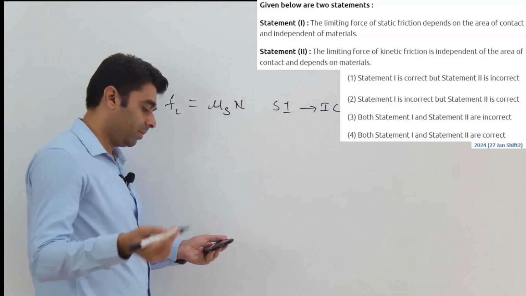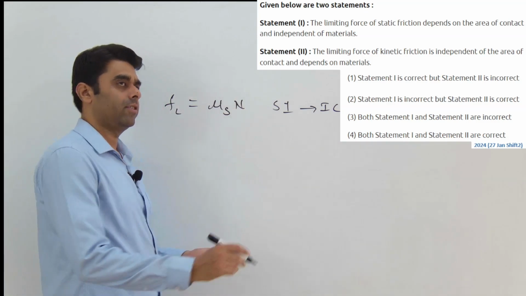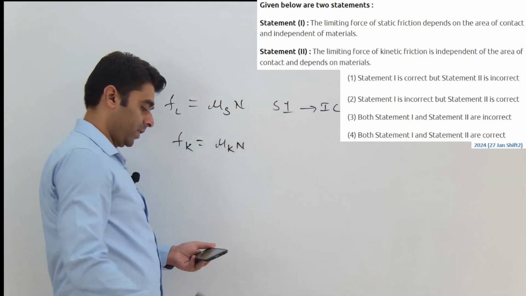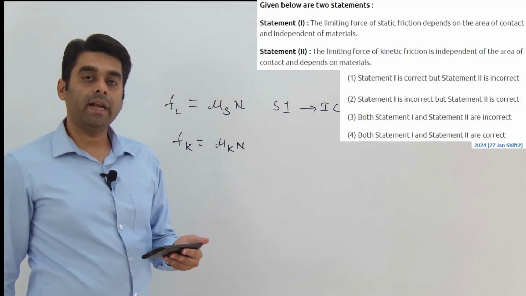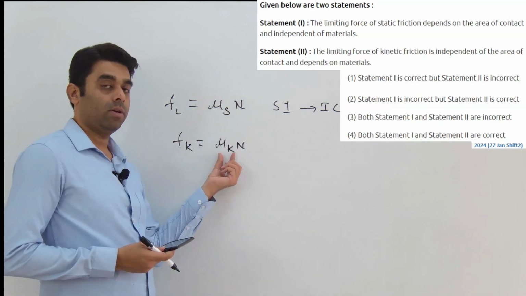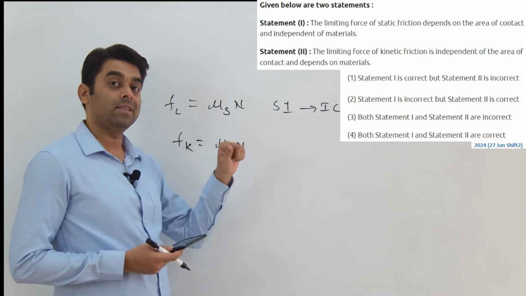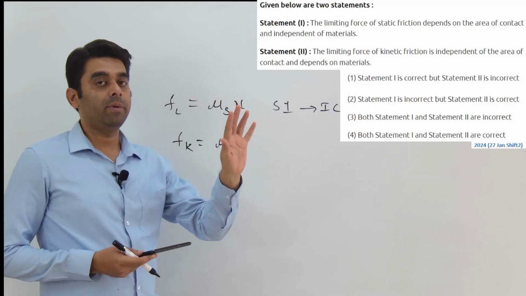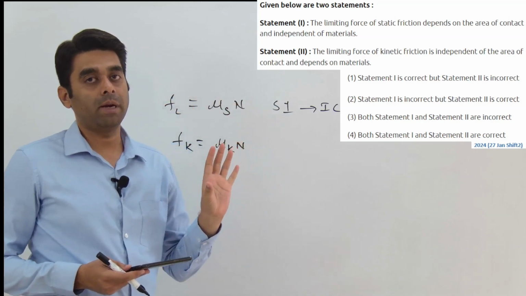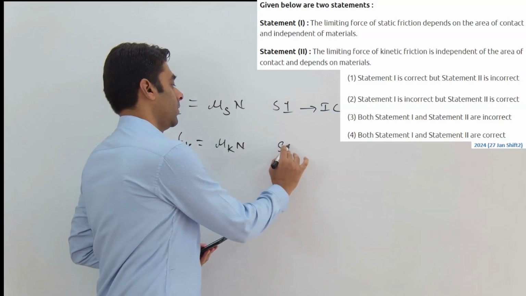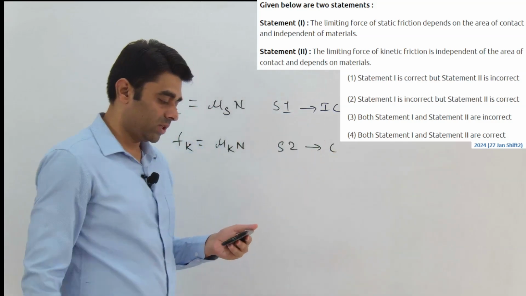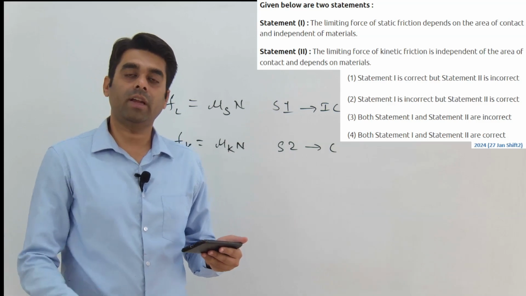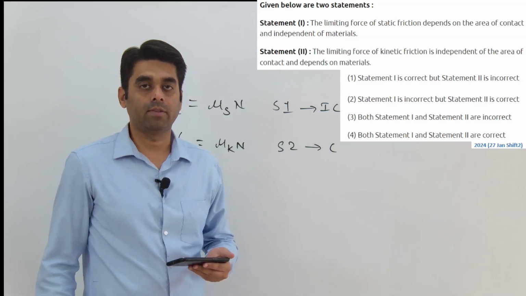Then if we look at statement 2, the limiting force of kinetic friction, basically kinetic friction we know is given as mu k into N. It is independent of area of contact and depends on material. Yes, it does depend on material. Mu is the parameter which tells us about the type of material, and N is the normal force. So it does not depend on area of contact, but it depends on the material. So statement 2 is correct. Now you check all the options. Option number 2 says statement 1 is incorrect and statement 2 is correct, so the second option will be our correct answer.